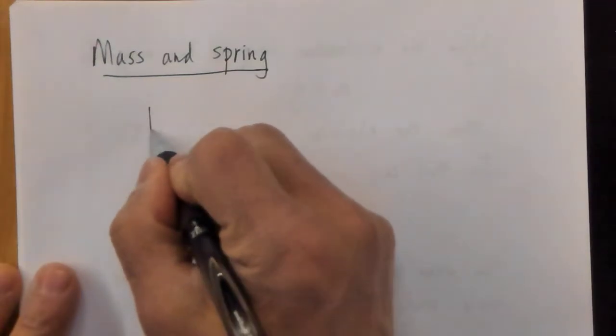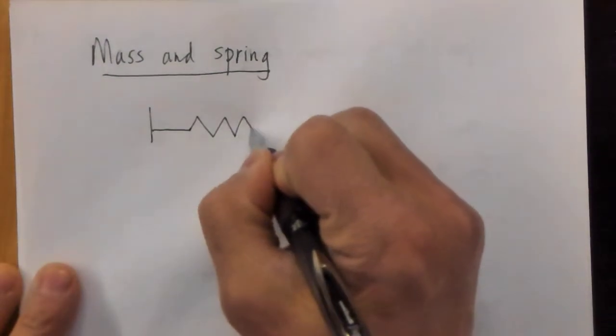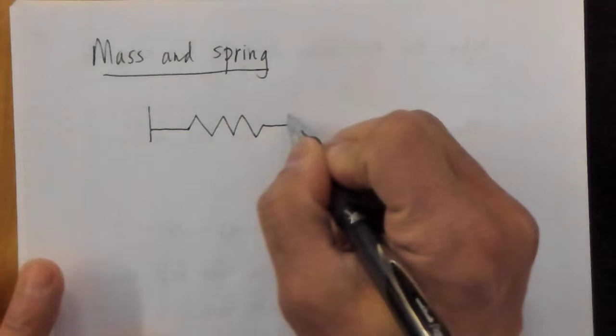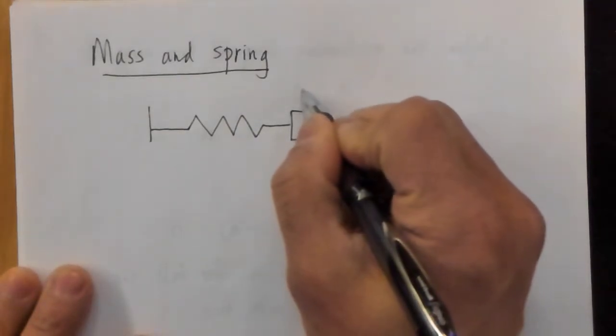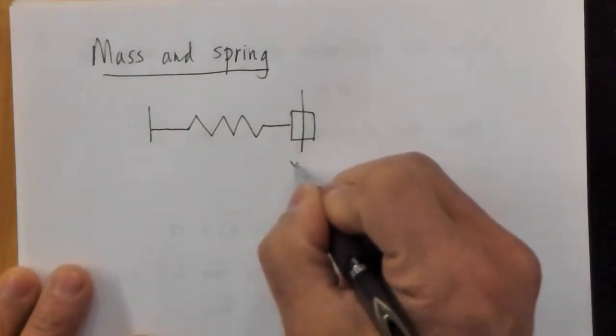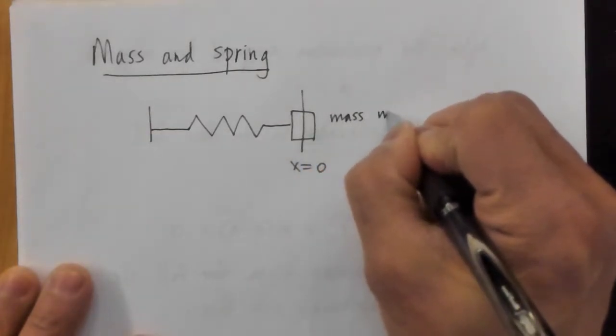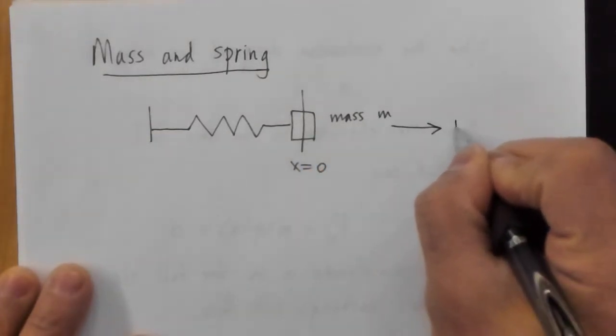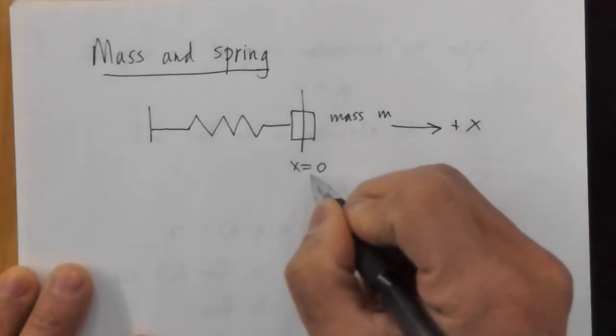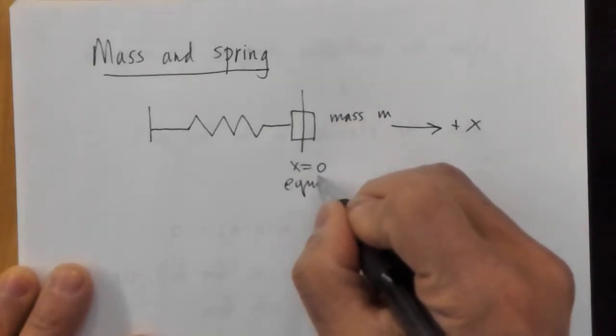Okay, so I'm going to draw it horizontally, with a frictionless table, because it's a little bit easier to understand. So we have our spring with some relaxed length. So this will be the equilibrium position. There's some mass m. This direction here is the positive x-axis, and this is the equilibrium point.